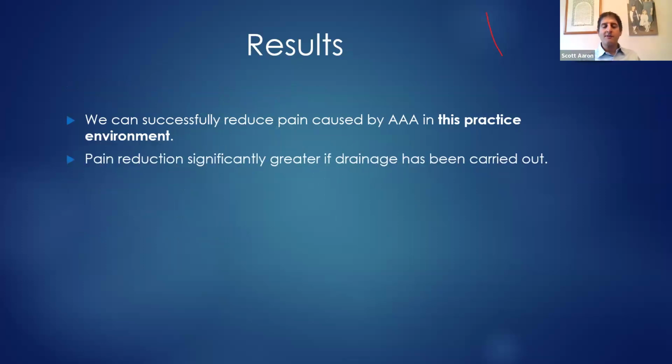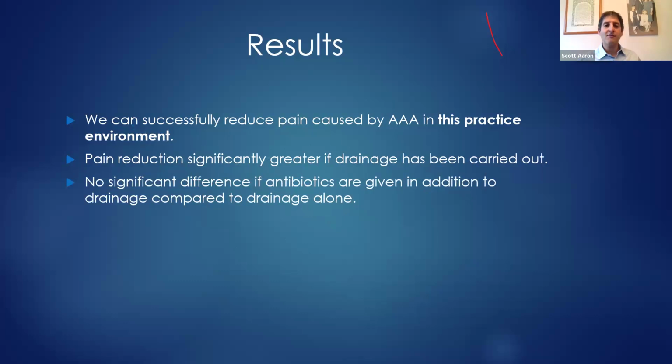We found that the pain reduction was significantly greater if drainage had been carried out. So drainage, taking the tooth out, extirpating a tooth, incising a swelling, if someone's got an abscess, is going to reduce pain much better than giving them antibiotics. What the surprise was is there was no significant difference if antibiotics are given in addition to drainage compared to drainage alone. So belt and braces wasn't worth doing. Saying to somebody, I'm going to take teeth out, but I'll also give you an antibiotic prescription, it would help more to do both, turned out to not be correct.